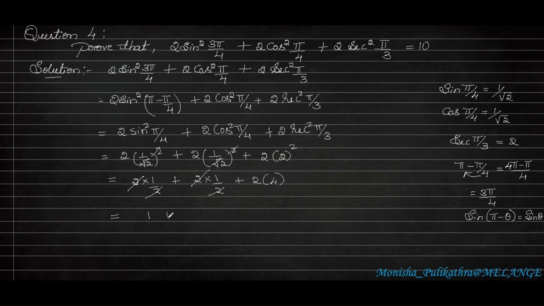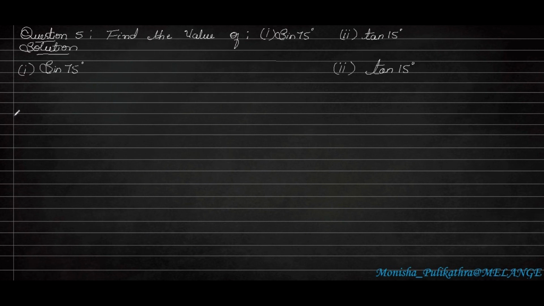So remaining here it is 1 plus 1 plus 4 2s are 8. So 8 plus 1 plus 1, that is 10. Therefore we got a value 10 which we have to obtain here. So write it as hence proved. I hope you understood this. Let us move on to the fifth question.